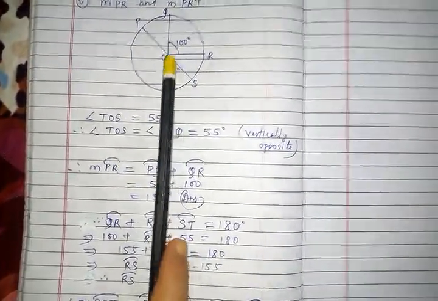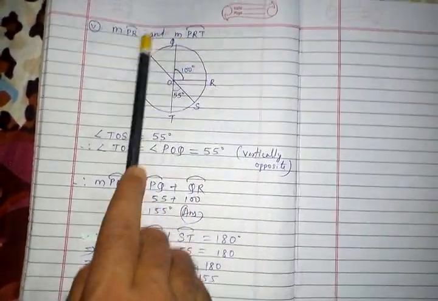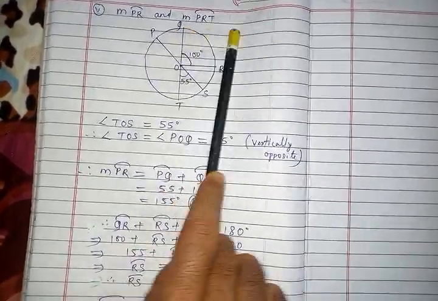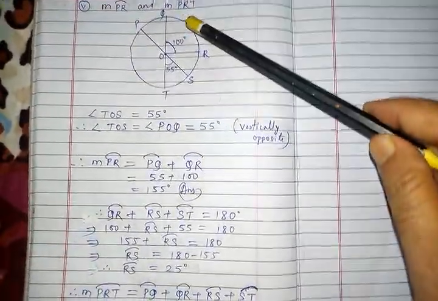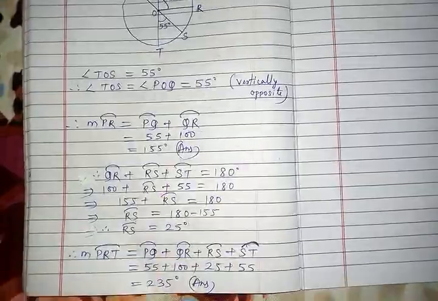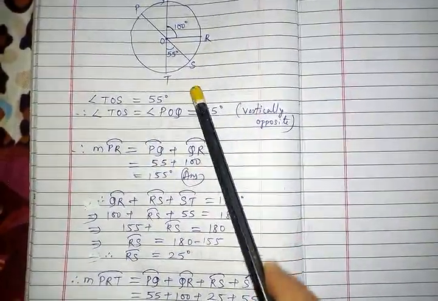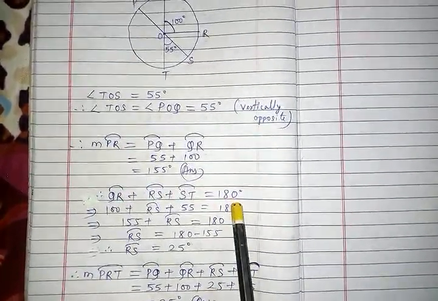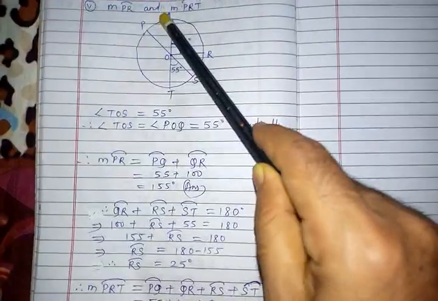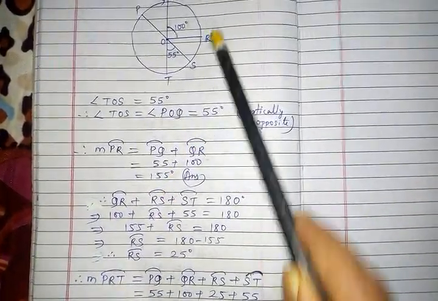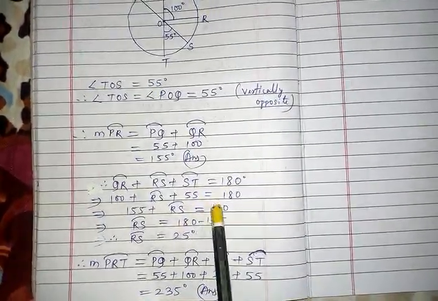Now how to find, children? As you all know, there is a straight line here. 50% of the circle is 180 degrees, because the whole circle is 360. So the 50% will be 180 degrees. So what I will do now, here I wrote arc QR plus arc RS plus arc ST is equal to 180 degrees. That means from here to here is 180 degrees. Now arc QR is 100. I wrote 100 here. Arc RS is unknown to us. Arc ST is 55 degrees, equal to 180 degrees.